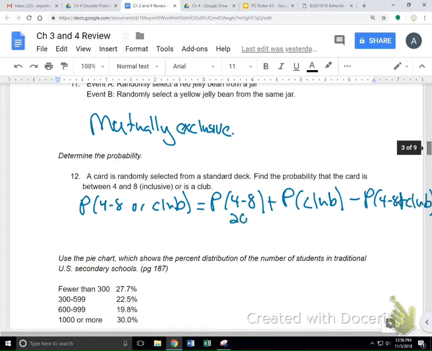And then we know that this is going to be 20 over 52. And then in a suit, there are 13 cards of that color, and we have 52. And then the chance that it's both a club and between 4 and 8 is going to be that 5 over 52. And we get approximately 0.538.